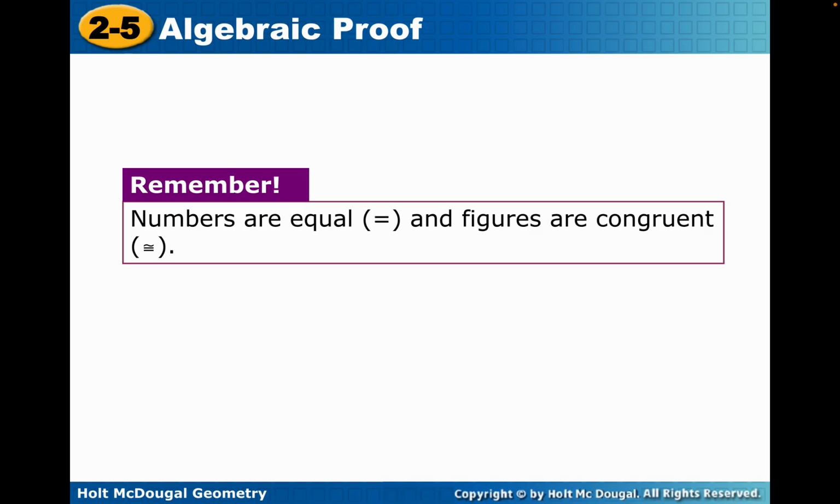Now, here's the biggest thing, one thing that you need to know. Numbers are equal, figures are congruent. Because eventually when we get into some proofs, okay, we're going to have like a congruent or an equal sign, and we're going to need to change that. Because numbers are equal, figures are congruent. Okay, so we don't say segment EF is equal to segment EF. It would have to be EF is congruent to EF. That would be an example.